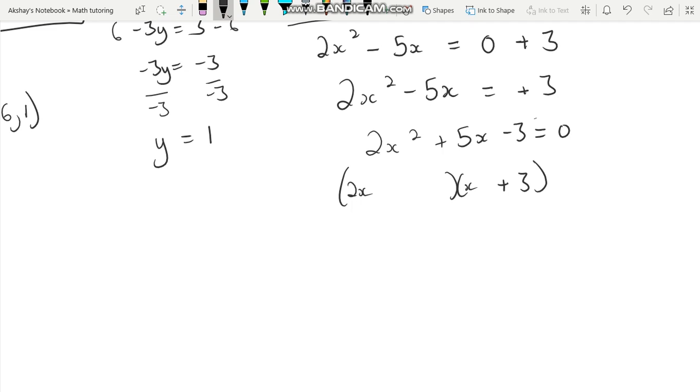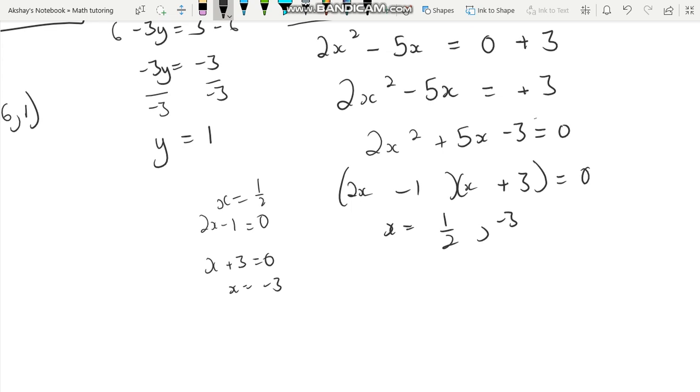I do this by setting each factor equal to 0. So 2x plus 1... 2x minus 1 is equal to 0, I solve for x. x plus 3 is equal to 0, solve for x. So x is equal to negative 3. x is equal to 1 over 2. There we go. So those are my answers for my x coordinate, but I also have to find my y coordinate.